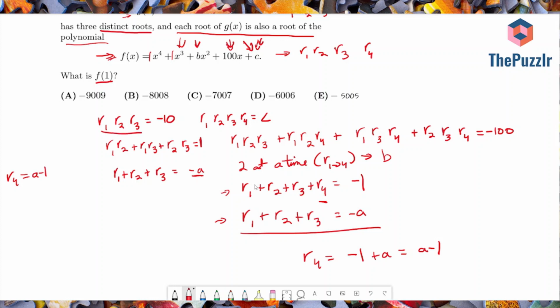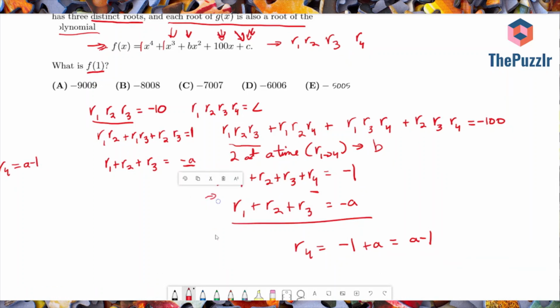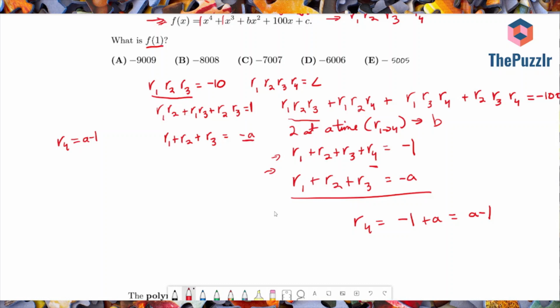Now, I know I said something about plugging this in here and here. We noticed that, so maybe let's try that. So then we would have negative 10 plus the 3 terms. And I also noticed that all 3 of those terms have an R4 term in common. So that's going to give us R1 R2 plus R1 R3 plus R2 R3. And this is all equal to negative 100.